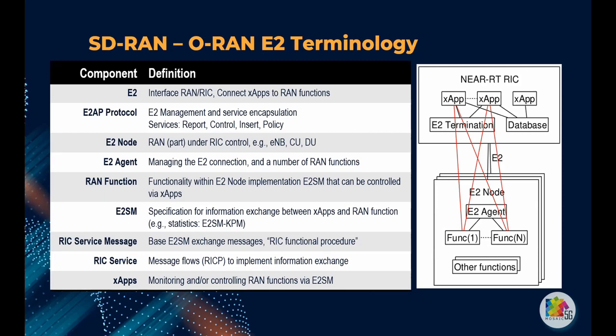If you go to the terminology, the E2AP protocol is the E2 management and service encapsulation. The services that are supported are report, control, insert, and policy. These are the four services that the RIC provides to the xApp.